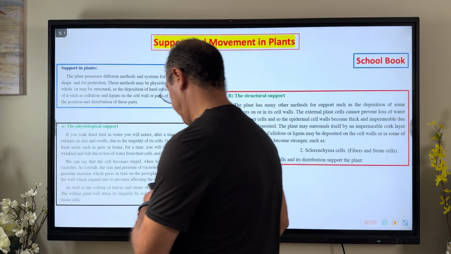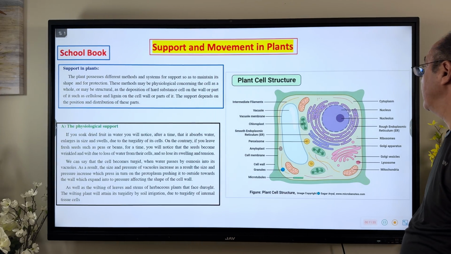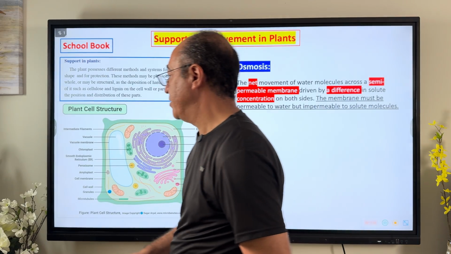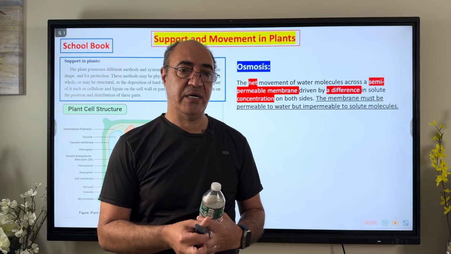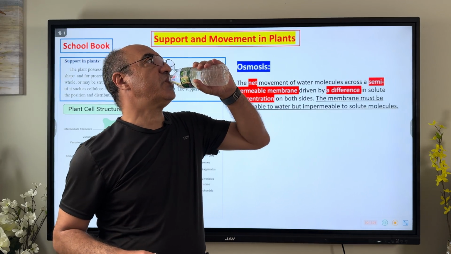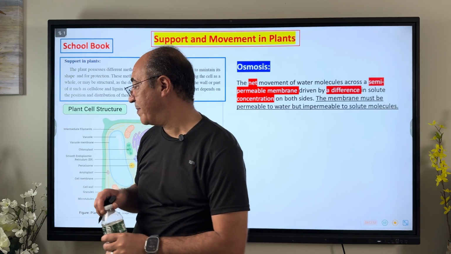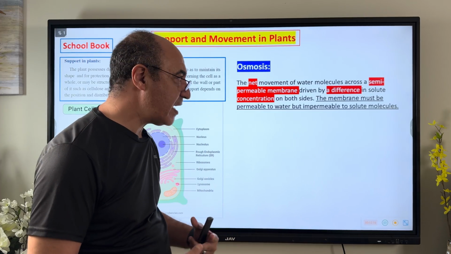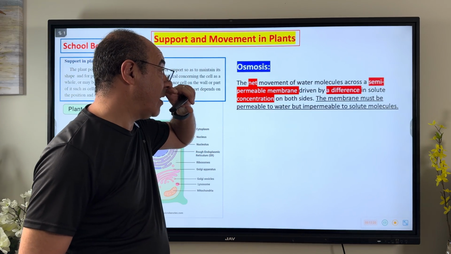All right. We already covered this. Osmosis. This is the first part where your textbook is talking about the importance of osmosis. So what I'm going to try to do in the next sentence or two is to highlight what osmosis is, and I'm highlighting to you in red the keywords.